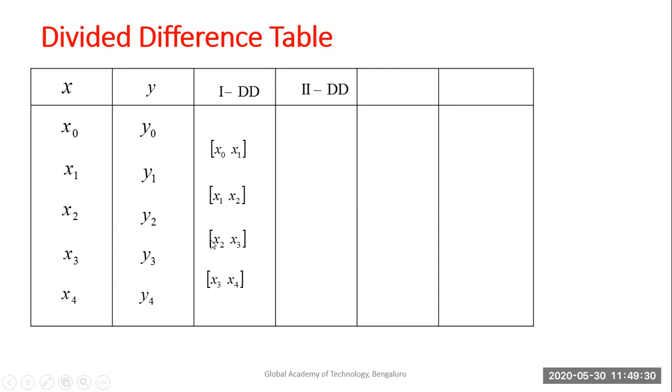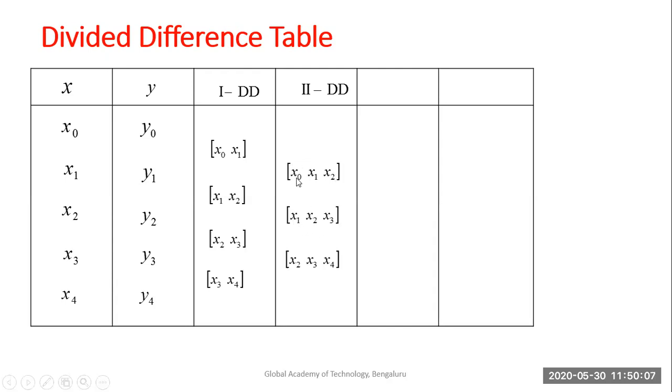Using them, we find the second divided difference. For that, the notation is x0, x1, x2. So every time it starts with x0. If you look at the first divided differences, x0, x1, then x1, x2, x2, x3, x3, x4. The second divided difference is x0, x1, x2. So how to find this value? Take the difference of the first divided differences. So this number minus this number, divided by, look at this, x2 minus x0, the x2 value minus the x0 value. So we get x0, x1, x2.